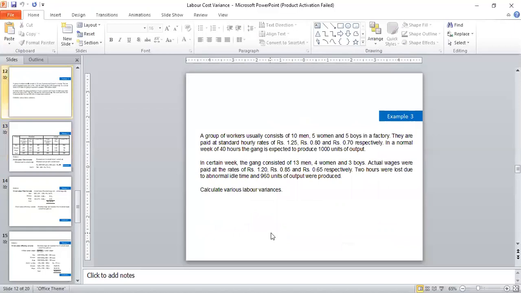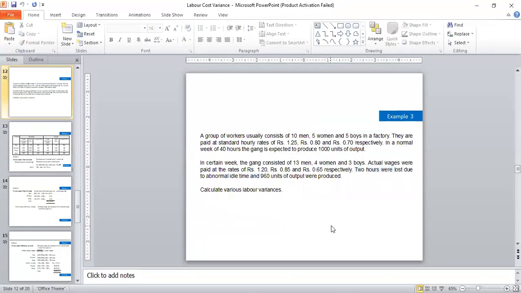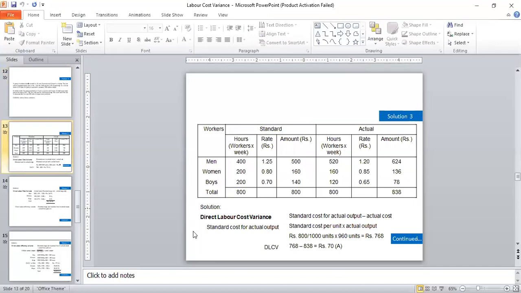One thing also you have to note down, this component structure for 40 hours has been made for the 1000 units, while the actual production is 960 units, and 2 hours of idle time in a week have been expended. First one, we have to calculate the direct labor cost variance.